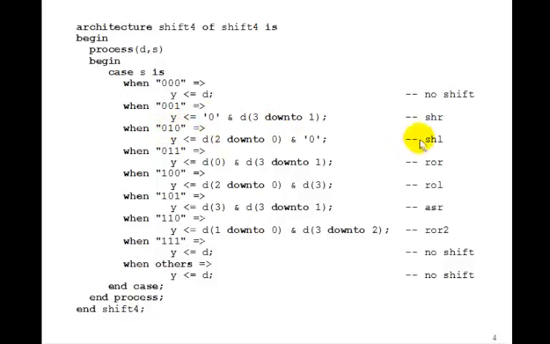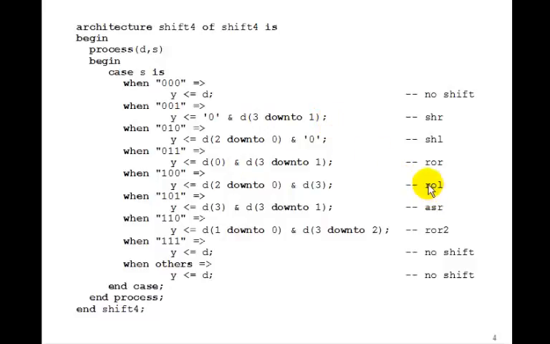When S is 2, we want to shift left, so we'll put a 0 coming into the right, so we concatenate that with D2 down to 0. So now the new D3 is the old D2, you see, so it gets shifted left. When S is 3, we want to rotate right, so the only difference between shifting right, instead of putting a 0, we're going to bring D0 around. So D0 is the most significant bit that gets concatenated with D3 down to 1, just like shifting right.